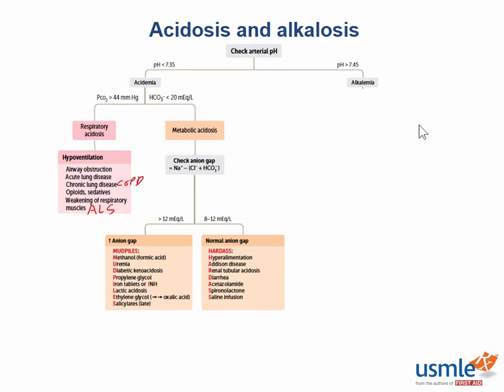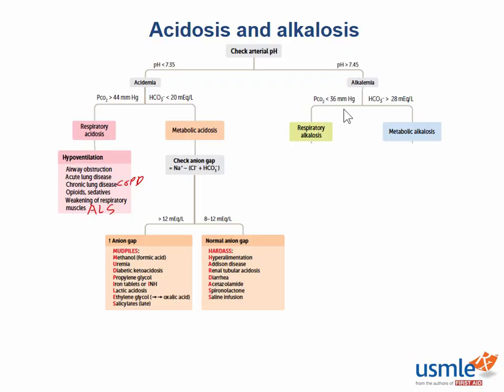Now let's look at the causes of an alkalemia, which is defined as a blood pH above 7.45. What are the two main causes of an alkalemia? That's right, either a respiratory or a metabolic alkalosis. If the PCO2 is less than 36, then the alkalemia is caused by respiratory alkalosis.